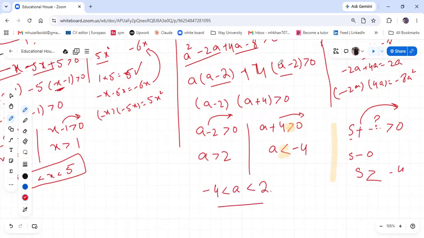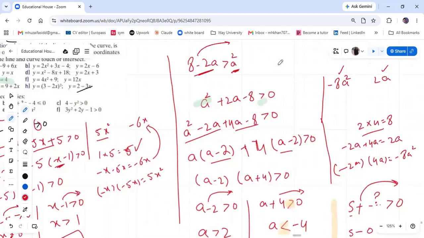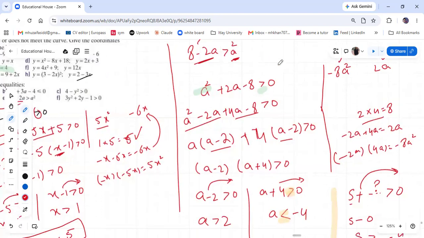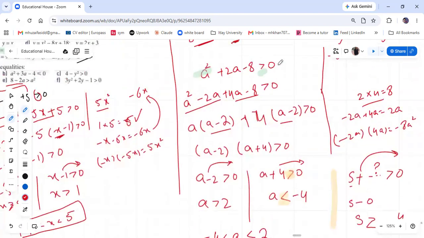Yeah. Is there any confusion from this one problem? No, sir, no confusion. Okay. So this one point is clear, why I am putting the greater than or less than sign. Okay.